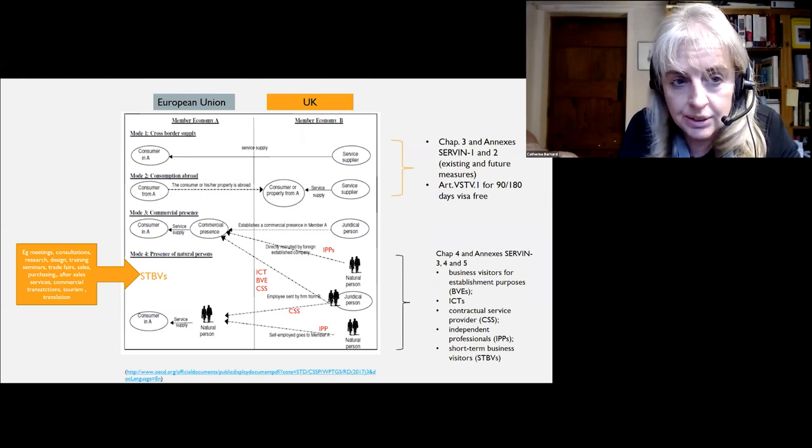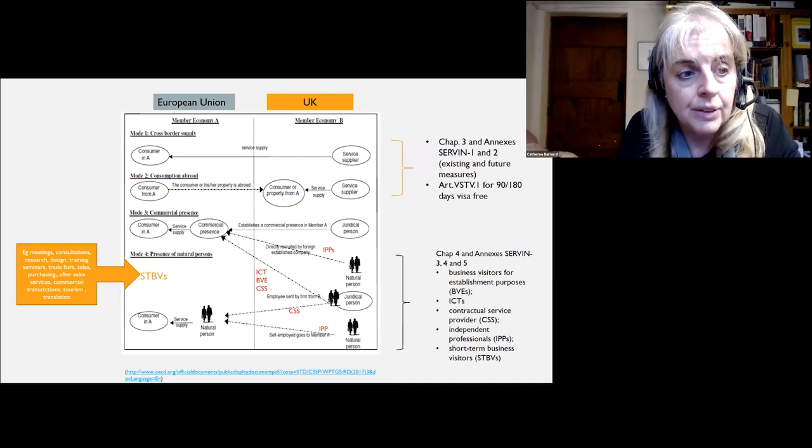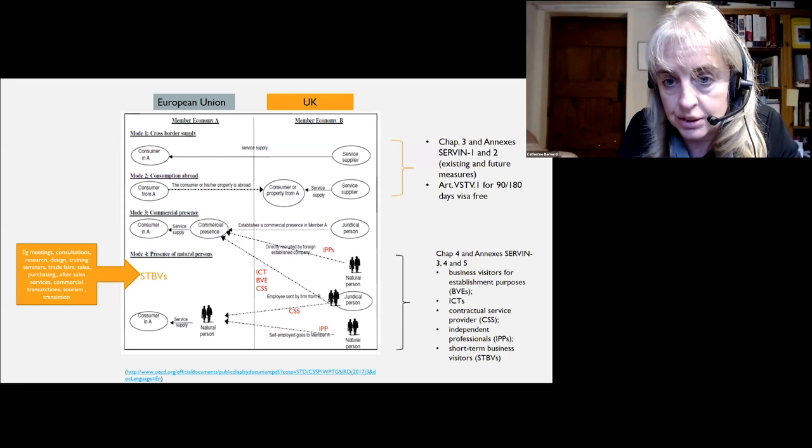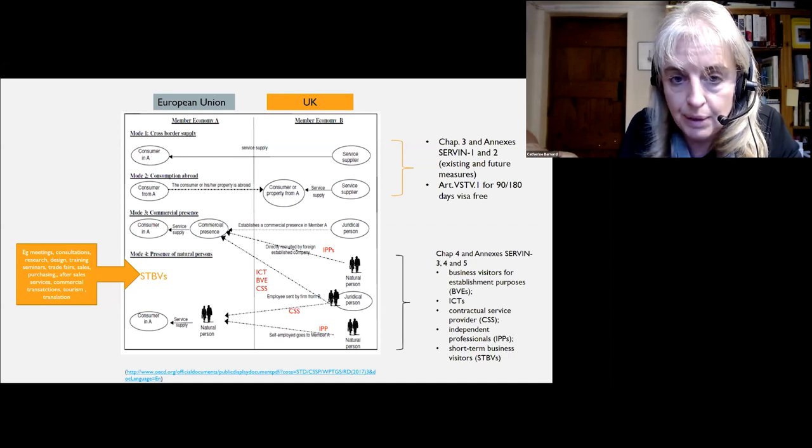For those of you who know your GATS, there are four modes. Mode one is cross-border supply, so where I supply a service from the UK into France. Mode two is where I travel to France to receive a service such as tourism. Mode one and mode two are dealt with together in the TCA in chapter three. And it's worth bearing in mind that in respect of particularly mode one, which is the big issue, there are 200 pages of reservations. So despite the commitments that are made in the main part of the treaty, the devil really is in the detail.